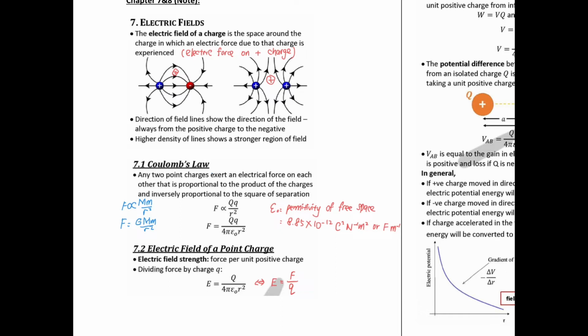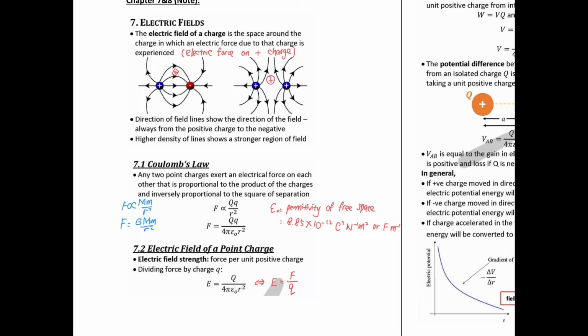Okay, so imagine that you have this formula, which is the formula that represents the force. If you take this formula and divide by charge, divide by Q, that means this Q will be removed. If you remove that Q, you will get this formula. The Q has been removed compared to this formula. Okay, so that is the formula for electric field strength.